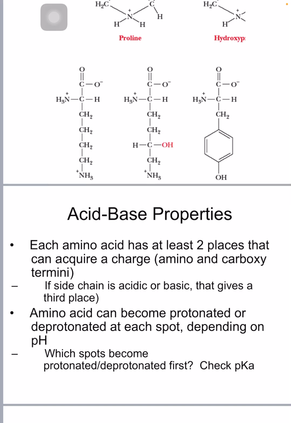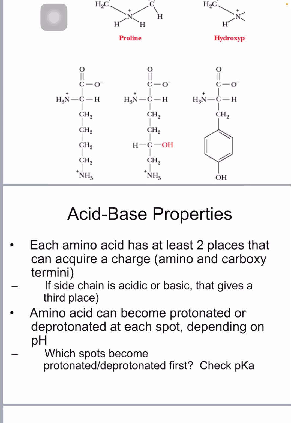All right, so let's take a look at the acid-base properties. I told you that because we have so many different acidic and basic parts, different places where you can donate or give up a proton, C-terminus, N-terminus, and in certain side chains, these amino acids can exist in different forms, right?